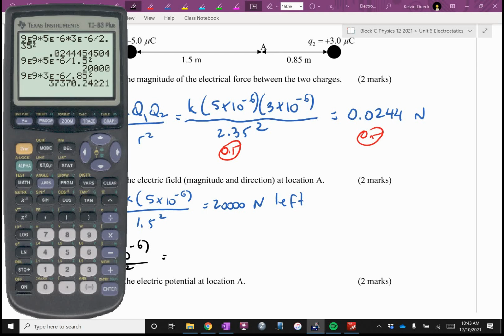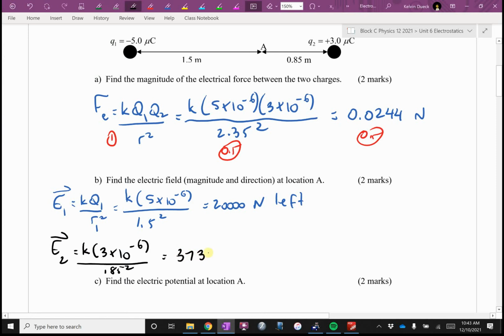And I get 37,370. Oh, and I wrote newtons. That should be newtons per coulomb. Thank you, Mr. Dewick. Newtons per coulomb.